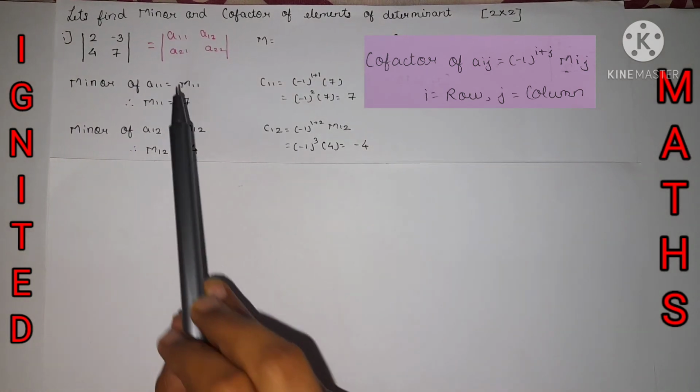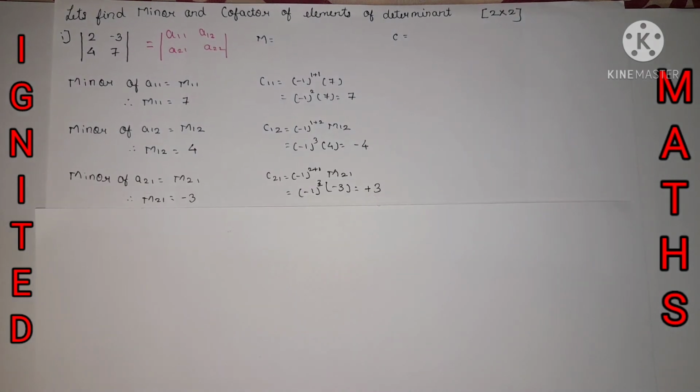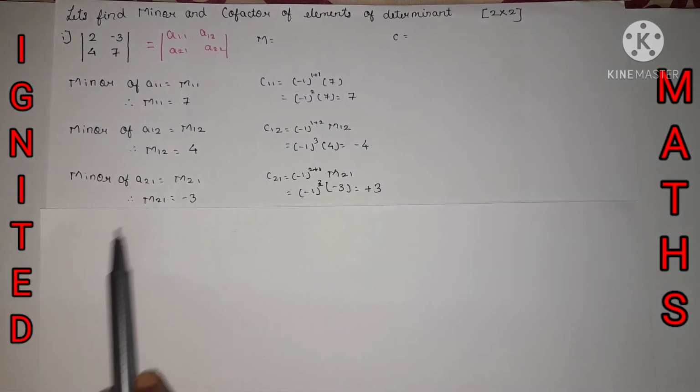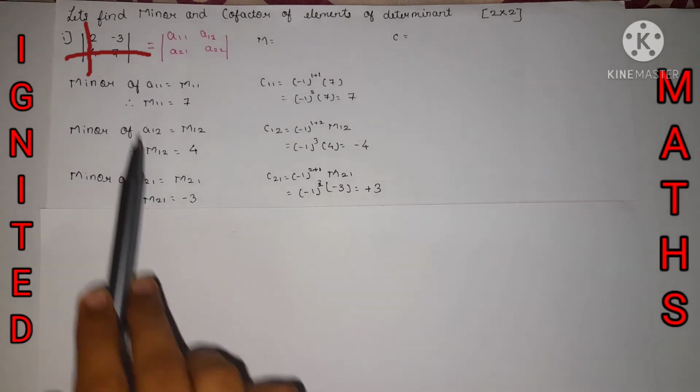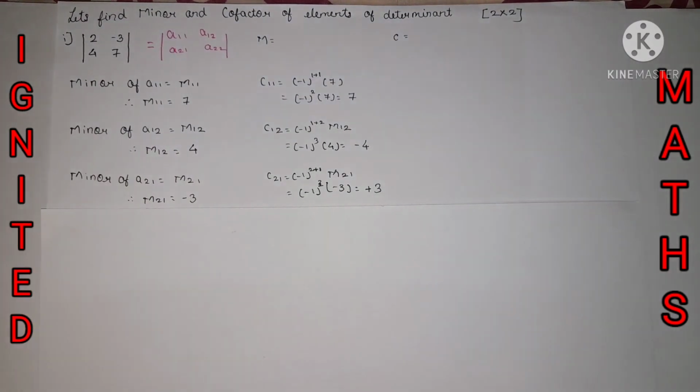That is the a21 element. So minor of a21 element is equal to m of 21. Yes, so m of 21, we need to hide the respective row and respective column present over here. So for 4, second row and first column will be hidden, and the leftover term is nothing but the minus 3. That's what we have mentioned over here.